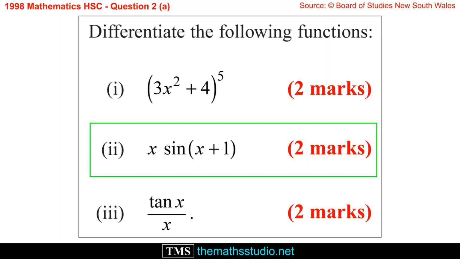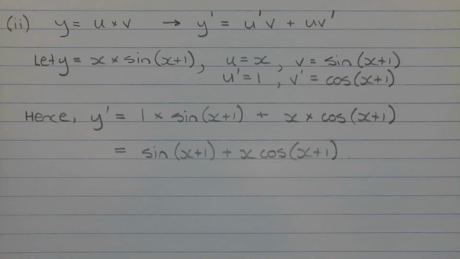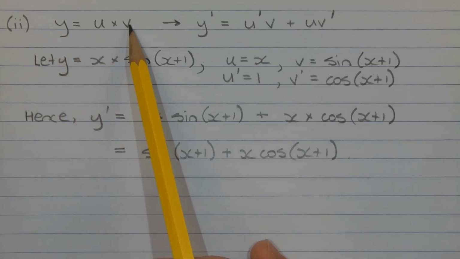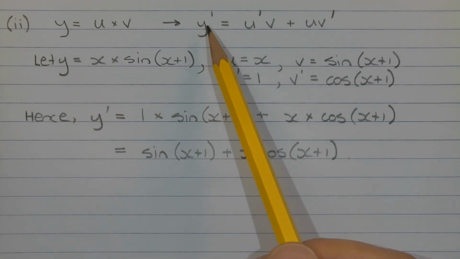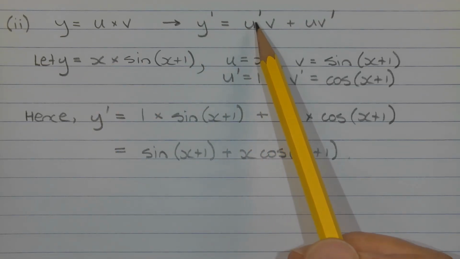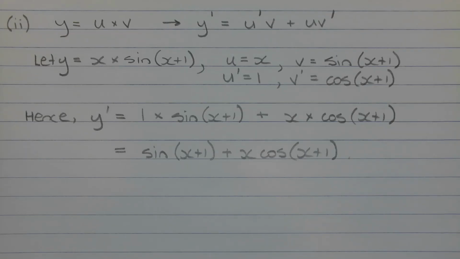Part 2. x sin(x + 1). We are asked to differentiate an expression which involves a product of two functions of x, so the product rule will need to be used to find the first derivative. Let y = uv, where u and v are both functions of x. Then by the product rule, the first derivative y' is equal to u'v + uv'.